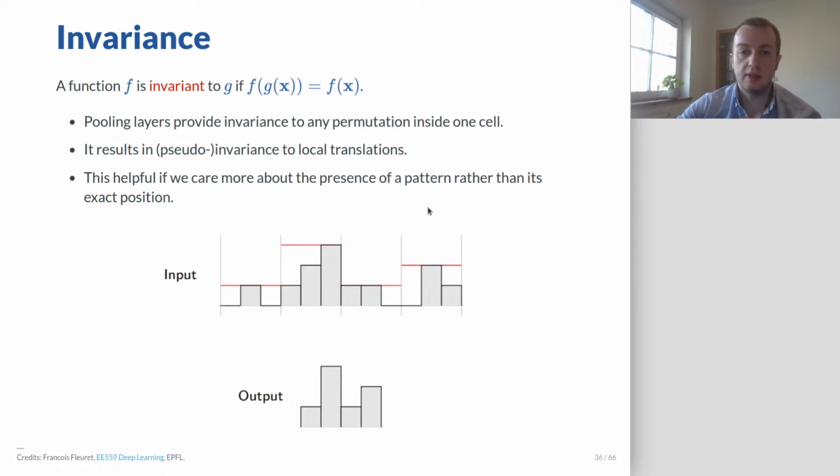Right? And so technically, we would say that some function f is invariant to some other function g if the result of the function applied to the raw data x is the same as the result of the function applied to the transformed data gx. Right? So g could be permutations or some local permutations of the pixels, for example, or some shift of the pixels, and you would then obtain pseudo-invariance to, for example, translation or local translation. And so this is very helpful because if we are dealing with a problem where we think it's more important to detect the presence of a pattern regardless of its exact position, this is exactly what we will achieve with this pooling operator.